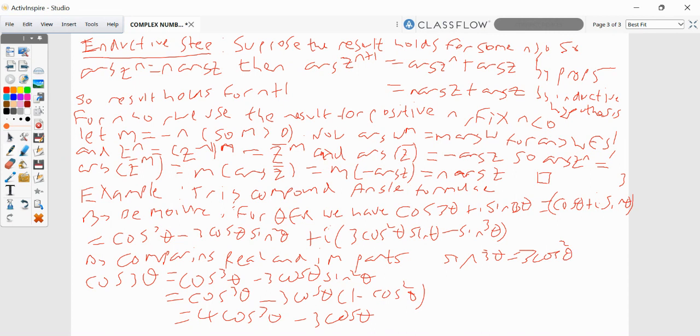So you've got 3 cos squared theta sine theta minus sine cubed theta. So we just need to replace the cos squared there. So you get 3 sine theta, won't you? You get the minus 4 sine cubed theta.